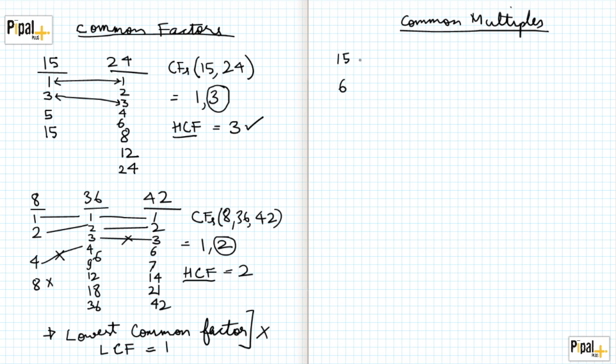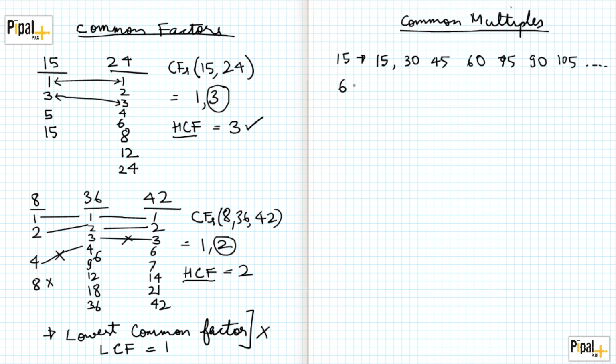Okay, so let's list down all the multiples of 15. So 15's first multiple is 15 times 1, 15. Then the next is 30, 45, 60, 75, 90, 105, and so on, right?